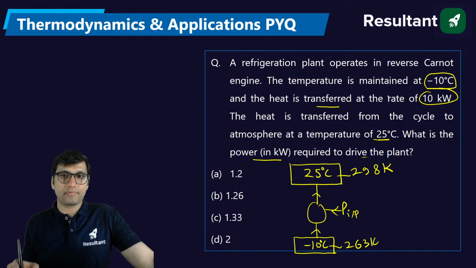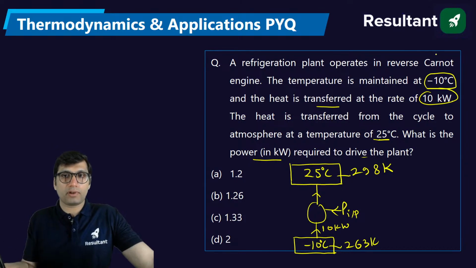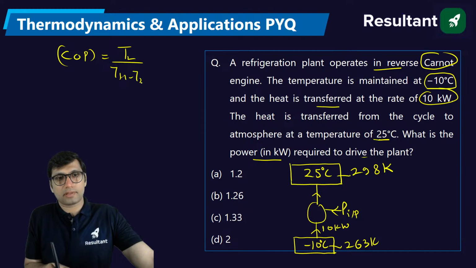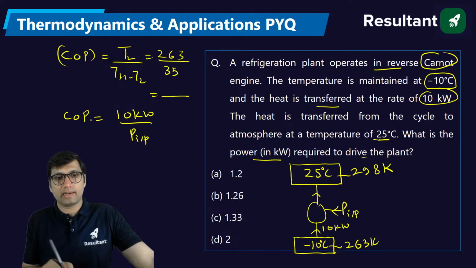and the heat is transferred. Heat is transferred at what rate? 10 kilowatt. This is given. It's a very simple question because it works on reverse Carnot cycle. Firstly, we'll find the COP in terms of temperature, that is lower temperature divided by higher minus lower temperature, which will be 263 divided by 35. If you solve it, you will get 1 COP. Then after putting this COP in this particular formula, which is the desired effect, which is 10 kilowatt over power input, you will get the power input.